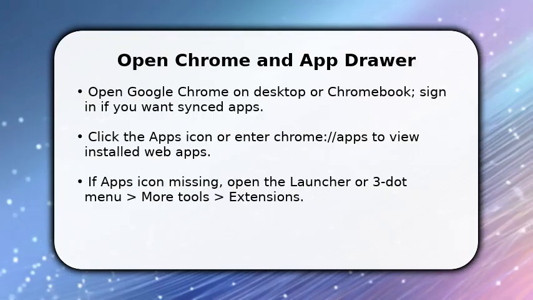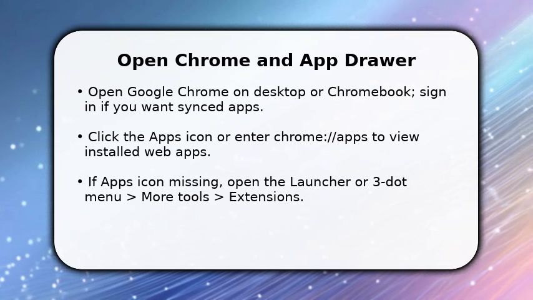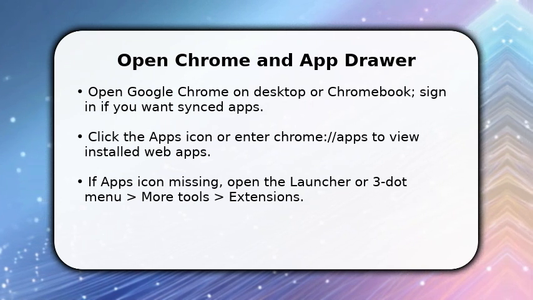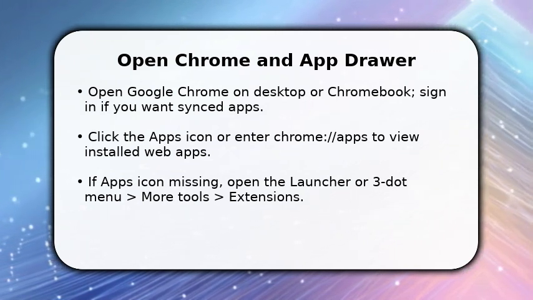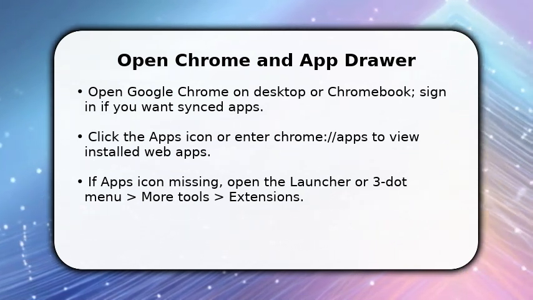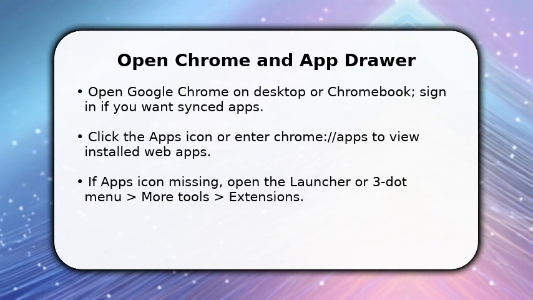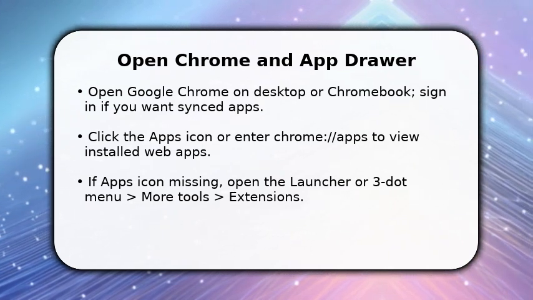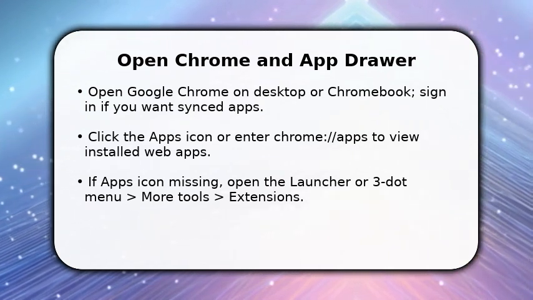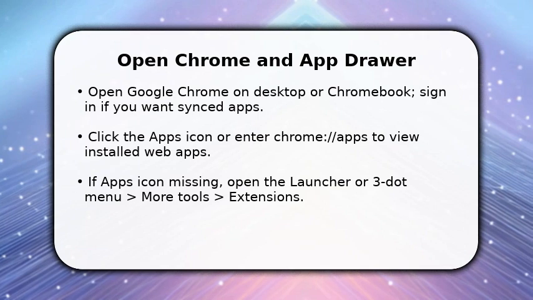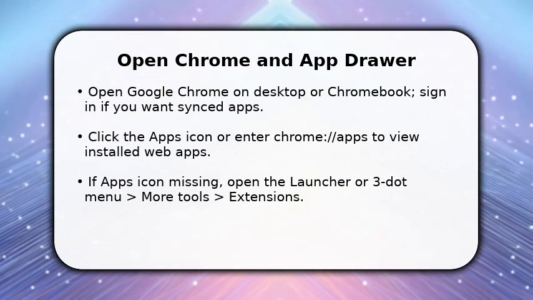You start in Chrome with the browser open and signed in so app data syncs. First, look for the app's icon near bookmarks or type chrome://apps to jump there. This shows installed progressive web apps and Chrome apps. Once done, make sure to check the three-dot menu under More Tools because some apps appear as extensions. You're taking the quickest path to the app list so you can manage, open, or remove items immediately.